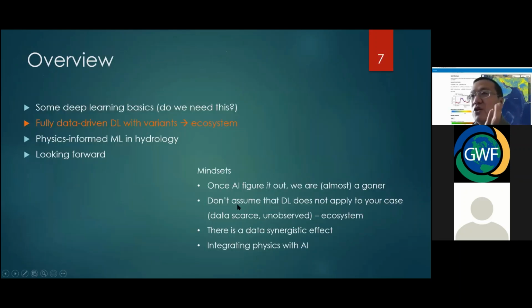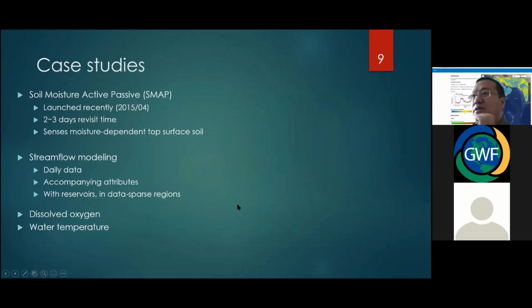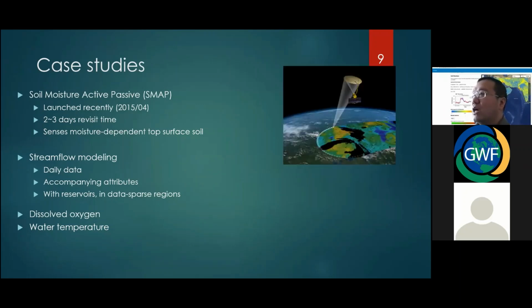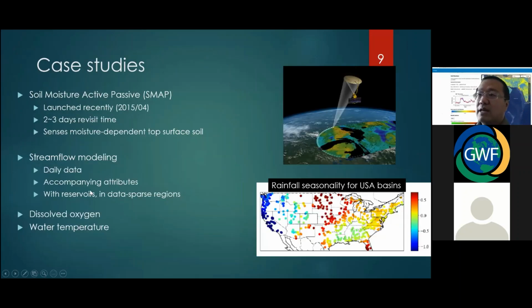All right, so now let's take a look at some of the deep learning applications in hydrology. This is the first paper that talked about LSTM in hydrology. We applied a network called LSTM, long short-term memory, to the Soil Moisture Active Passive satellite. The satellite was launched in 2015, has a 2 to 3 day revisit time, and it senses top surface soil moisture. We also applied the same framework to streamflow modeling, including the CAMELS data set, or actually a much bigger data set now that has daily data of streamflow. It has accompanying attributes, and some of them have reservoirs. And we also applied the same framework to dissolved oxygen and water temperature.